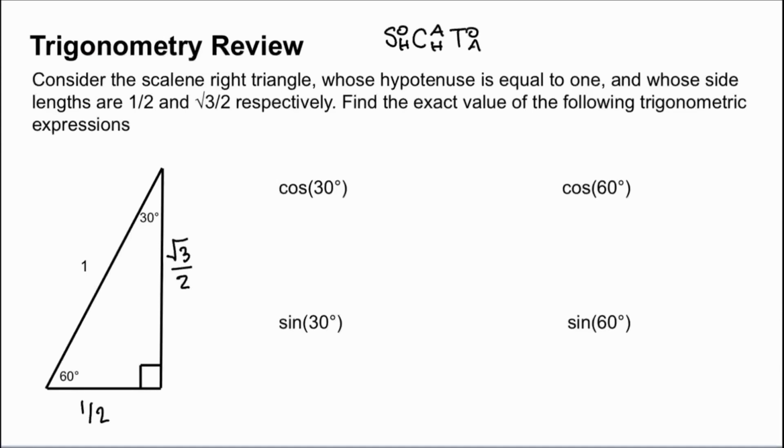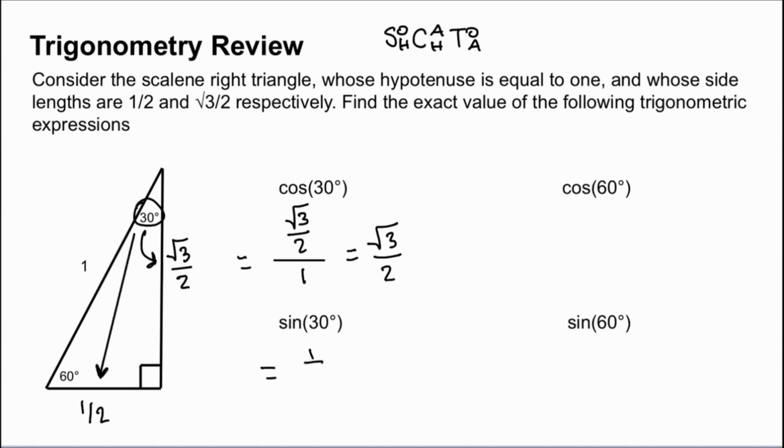TOA. And I'm going to go a little faster this time. So we're focusing on the 30. We're doing cosine of 30 first. So adjacent, that's the square root of 3 over 2, over hypotenuse, which is 1. So this is square root of 3 over 2. Sine of 30. Opposite of 30 degrees is 1/2. So 1/2 over 1 for our hypotenuse, and that is 1/2.